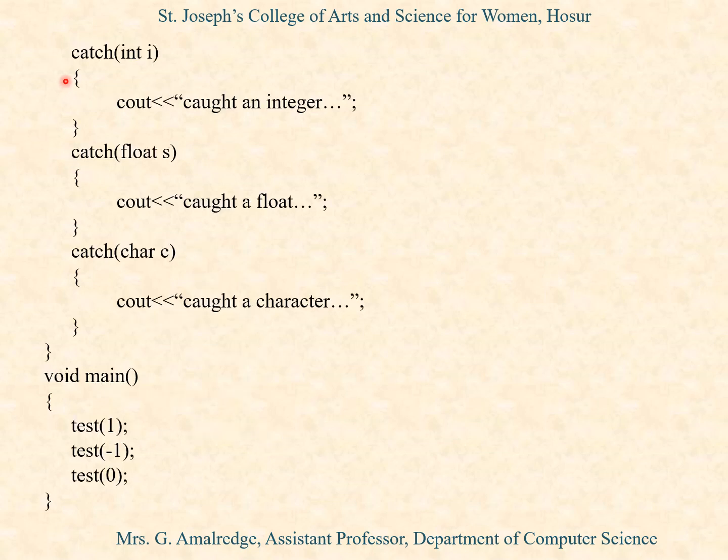Here we are creating three catch blocks for the exceptions that come from the try block. The first catch block handles the errors that come as an integer value. The second handles the errors that come as a float value, and the third block handles the errors that come as a character value.